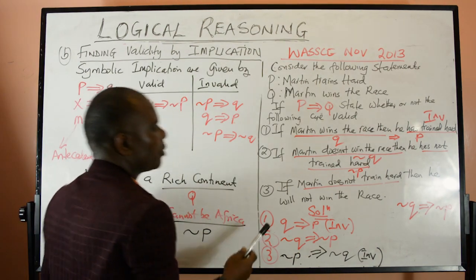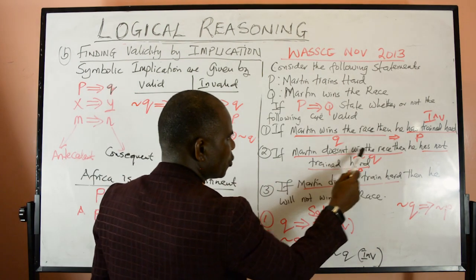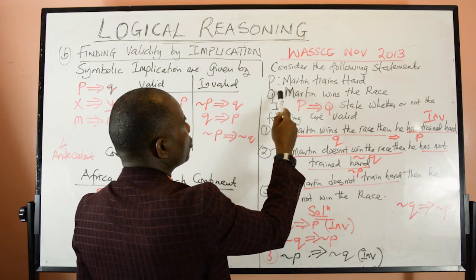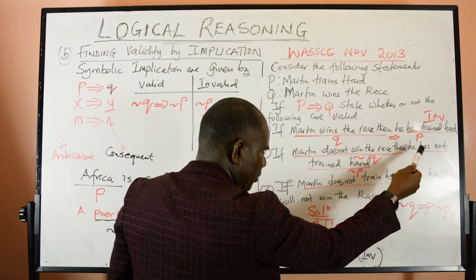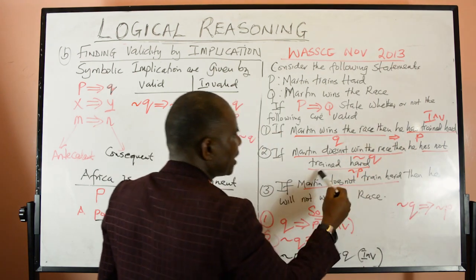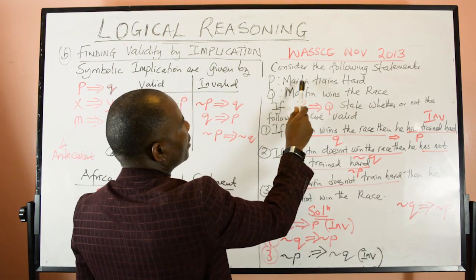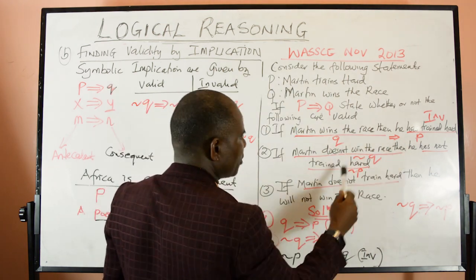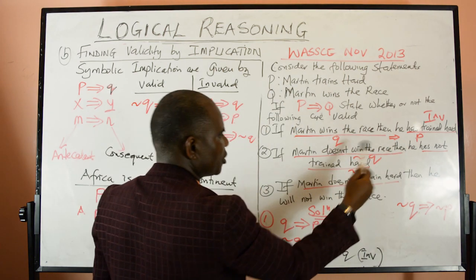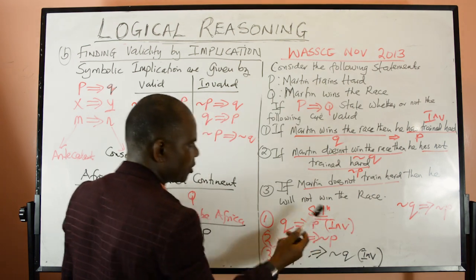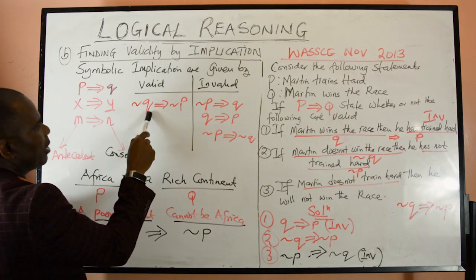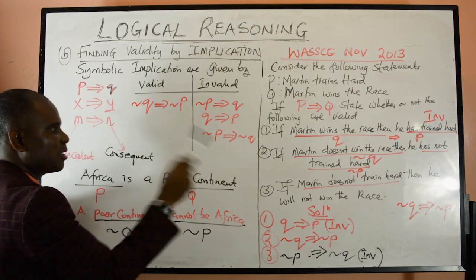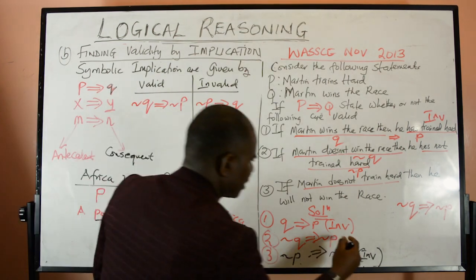Let's go to number two. Number two says Martin does not win the race. This is win the race, Q. Does not means negate, so it's negate Q. Then implies he has not trained hard. Train hard is P. Has not trained hard means negate P. So it is negate Q implies negate P, which is this one, and it makes it valid. So that statement is valid.